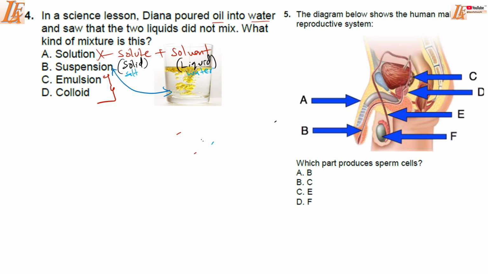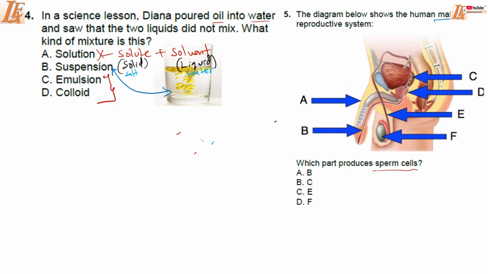Then question 5, the diagram below shows a human male reproductive system. So we have a male reproductive system labeled A, B, C, D, E, and F. And then the question is, which part produces sperm cells? Sperm cells are produced by testes. Now, which part in this diagram represents testes?